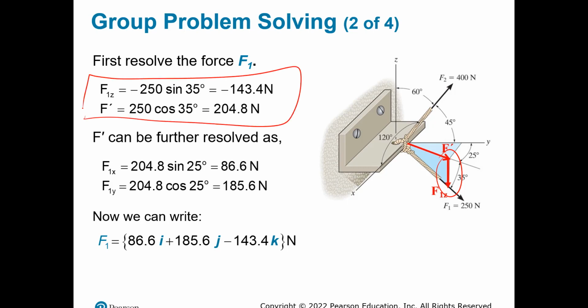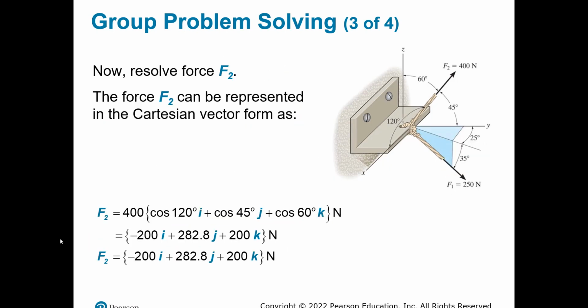But F prime can also be resolved into two more components along, like I said, the x direction and y direction. Always remember that, because it's the exact same procedure over and over again. So we get F1x, F1y, and based on that, we will write our resultant vector force for F1. So what about F2?